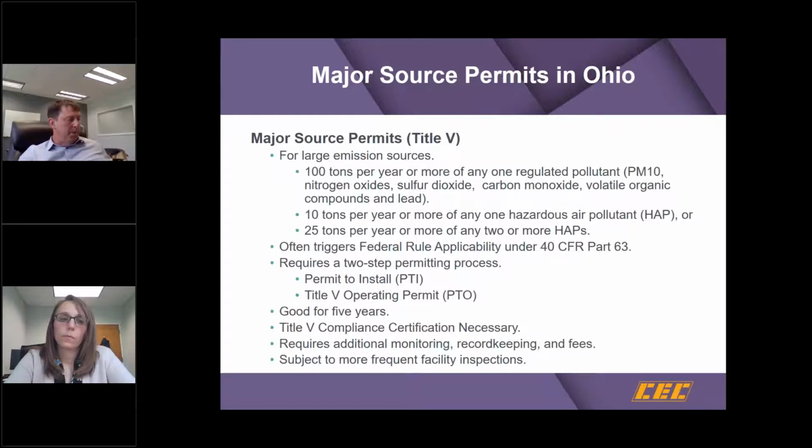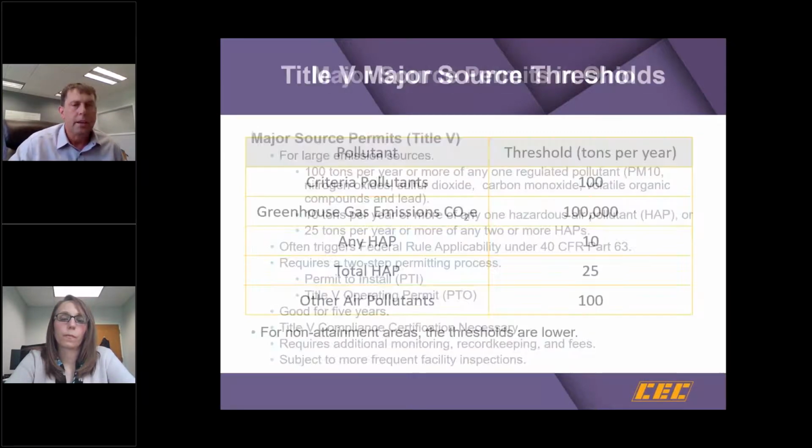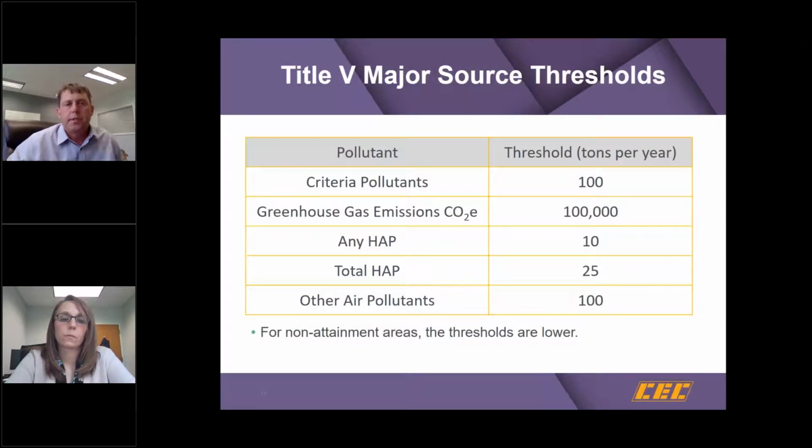I always try to tell people, if you can avoid it, you want to stay out of Title V. Sometimes you can't. I understand that, especially with bigger manufacturing facilities, it's hard to get away from it. But if you can, it's beneficial. And here's a graphic table that shows you the triggers for major source. What you're seeing here is for attainment areas.